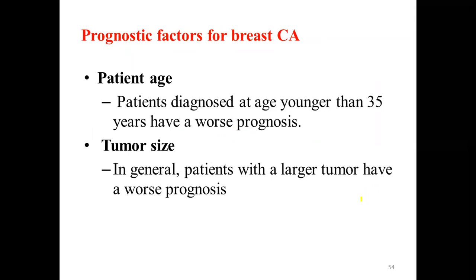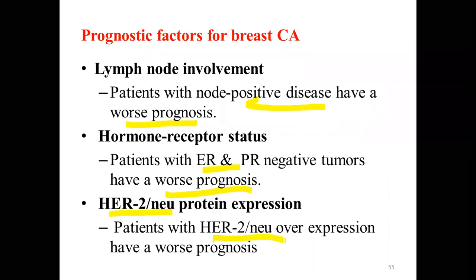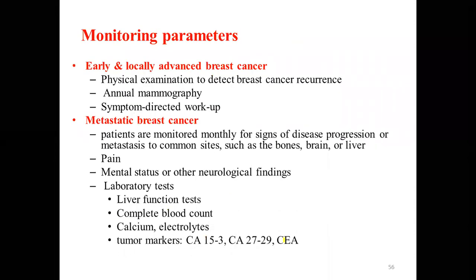Then, what are the prognostic factors of breast cancer? Look at the age. If they are younger, the prognosis is very poor. Tumor size. If the tumor size is very big, prognosis is very poor. Then, if there is involvement of lymph node, the prognosis is very poor. If the patient is having ER/PR negative, the prognosis is actually very poor. If they do have HER2 overexpression, the prognosis is actually very poor. So those are the poor prognostic factors of breast cancer. No question.